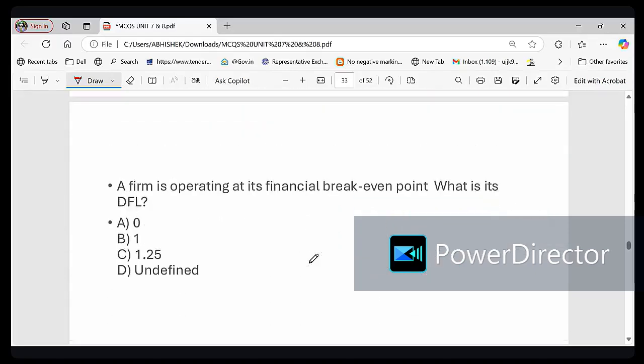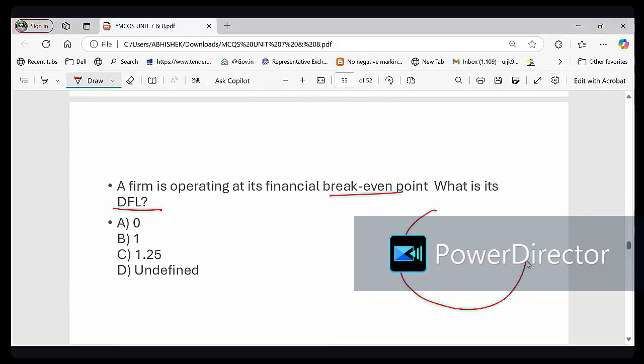A firm is operating at the financial break-even point. What will be the DFL? Very good question, right? You know the meaning of break-even? Suppose a firm is operating at the financial break-even. What will be the DFL, degree of financial leverage? So, financial break-even point means what? It means no profit is there, no loss is there, right?